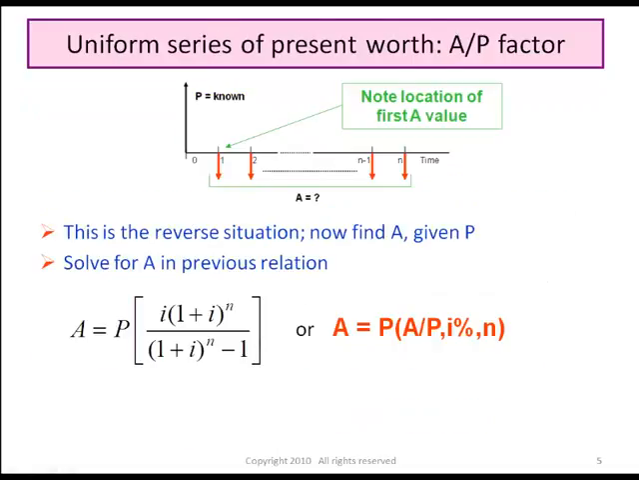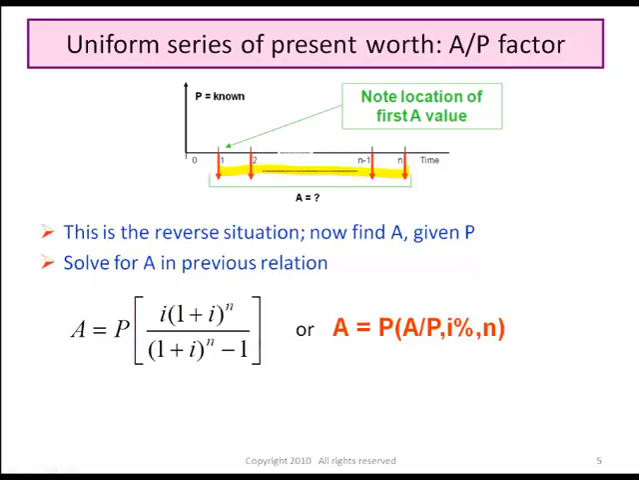This slide shows the reverse of that in the previous one. Now, we want to find the annual amount A that is equivalent to a present worth P. A will take place starting one period after t = 0 and continue for n periods. Again, let's use years as the time period. We solved the previous relation for A, and it does the trick.